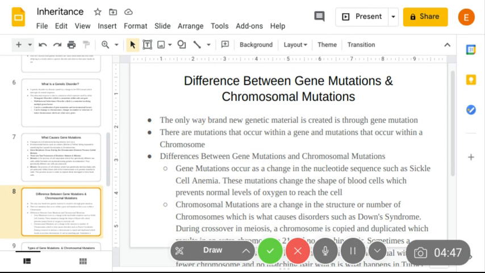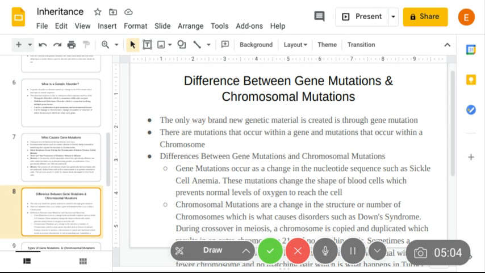What is the difference between gene mutation and chromosomal mutations? The only way brand new genetic material is created is through gene mutation. There are mutations that occur within a gene, and mutations that occur within a chromosome.